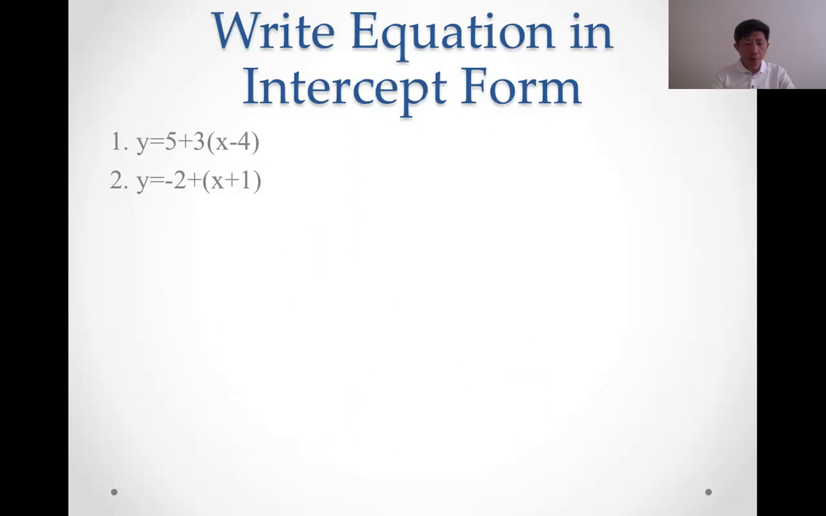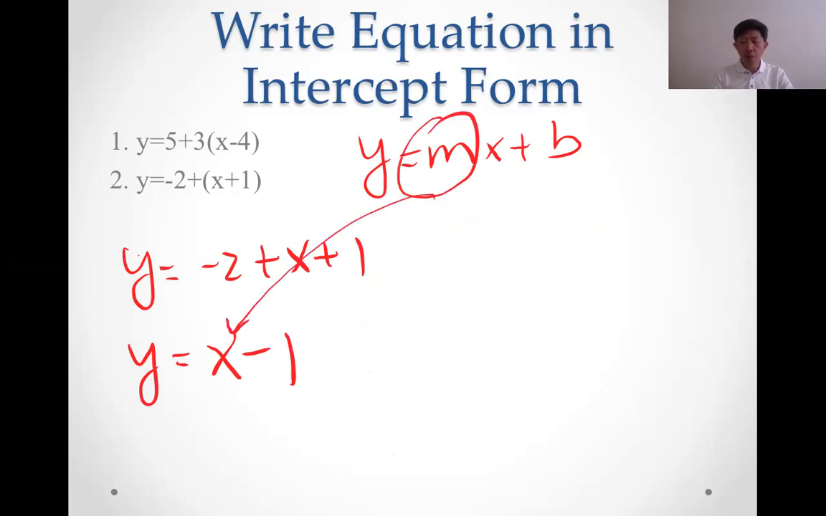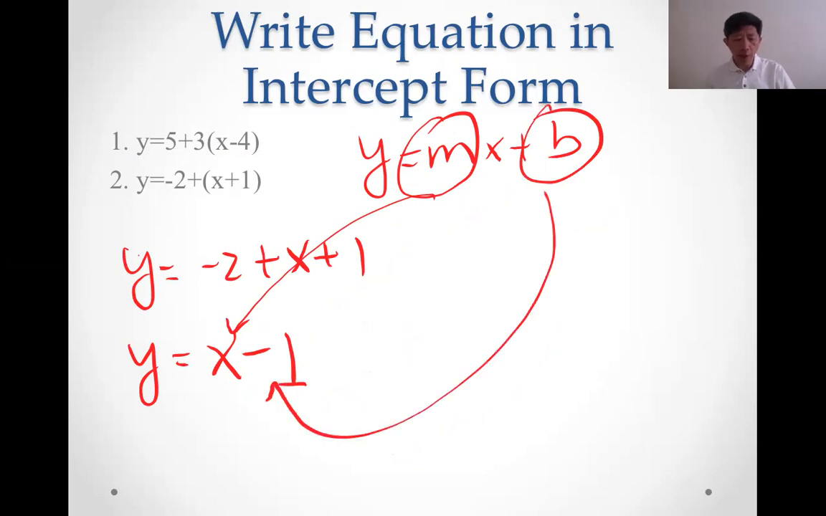Now what about the next problem? We want to write y equals mx plus b. So again, y equals -2 plus x plus 1, y equals x, -2 plus 1, which is -1. So what is our slope? The slope is 1, and the intercept is -1. So y equals x minus 1, okay?